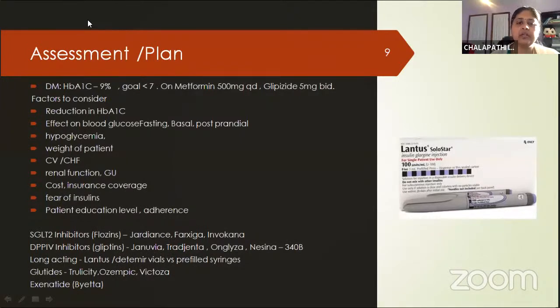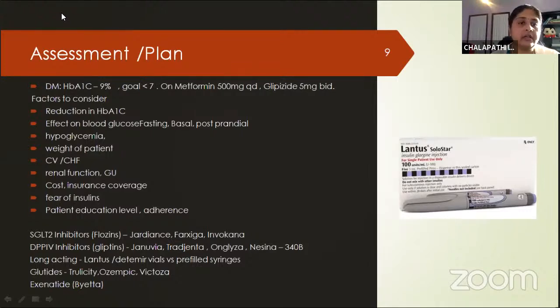So this is one small example, but what are the factors that we consider whenever we want to assess, and then we have to plan, we have to recommend? We have to focus on how much reduction in the HbA1c we are looking for. And what are the fasting levels? What are the basal levels, postprandial levels? And whenever you start any medication, is it going to reduce the postprandial levels? Is it going to reduce the fasting levels? Is the patient having frequent hypoglycemias? Is that a concern?